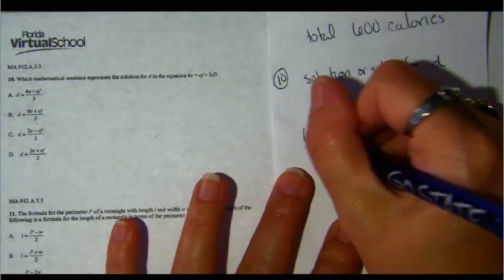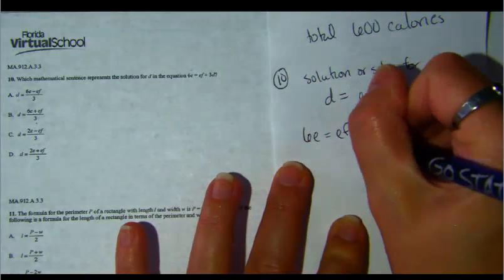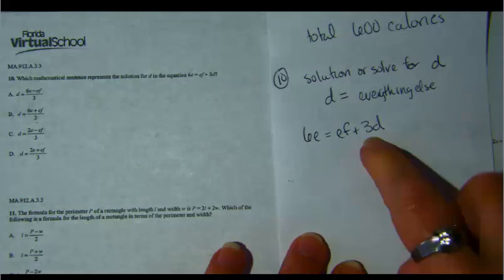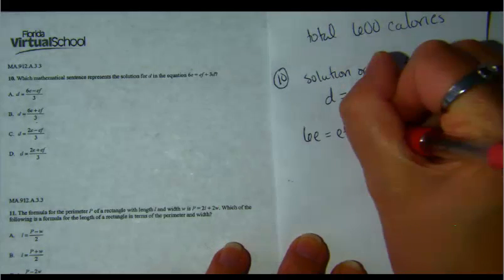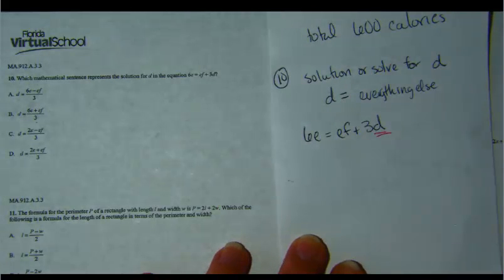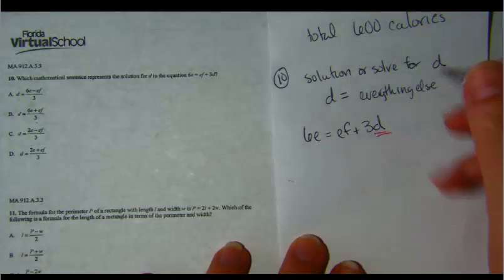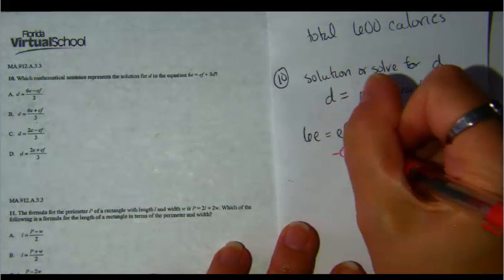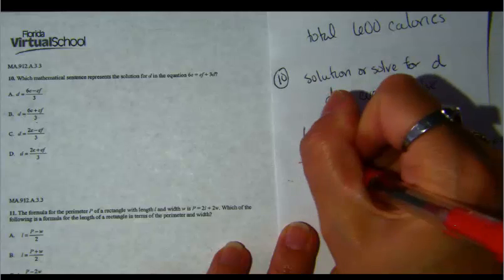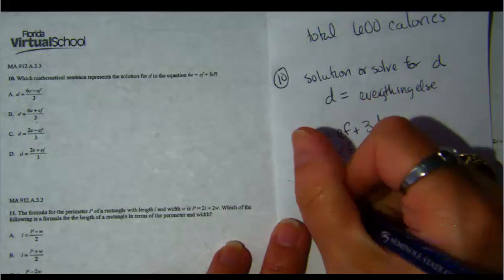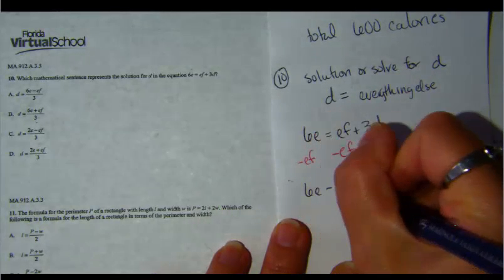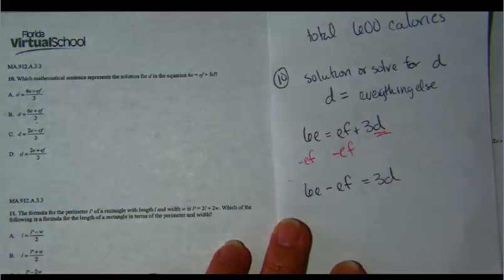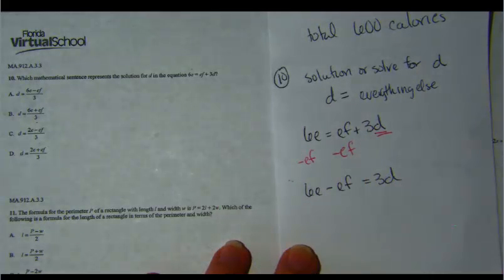So I have 6E is equal to EF plus 3D. So I want D by itself. This is my target, D. So I want to get rid of this EF, so I'm going to subtract it. Only 6E and EF don't match, so I can't really do anything with it. So I just leave it like that.